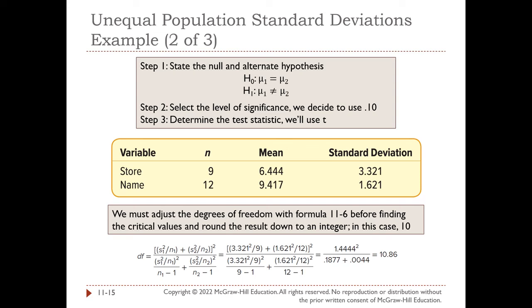Okay, so after plugging all those numbers in the formula and into our calculator, we come out with our degrees of freedom is 10.86. Okay, so because of that, we're going to use 10 as our degrees of freedom. We round down. So this means our critical values are going to be negative 1.812 and 1.812.